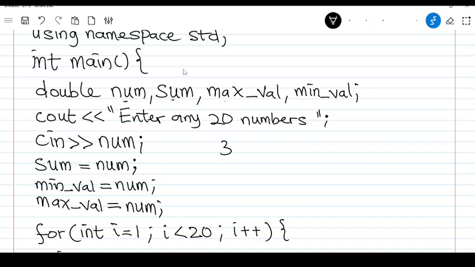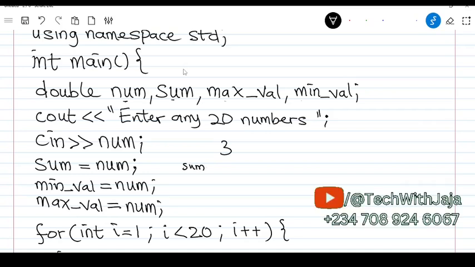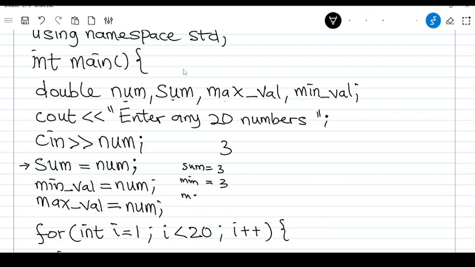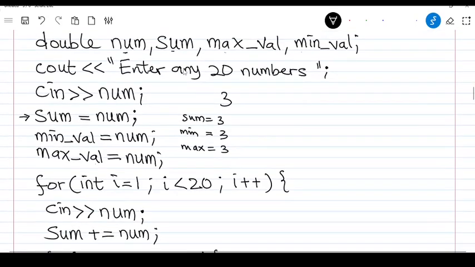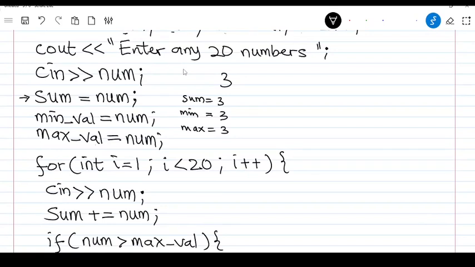So what we mean here is that sum in this first place is going to be equal to 3. That's what this line means. The min val, which is the minimum, is also going to be 3. Then the max val also is going to be 3, in that case whereby the user just entered a number. So the sum, the minimum, and the maximum are just going to be that same number.